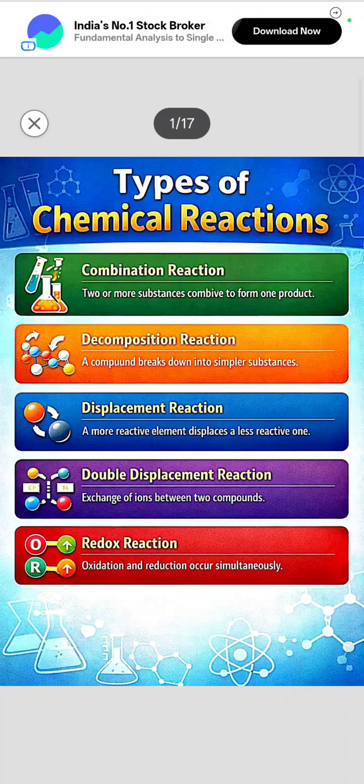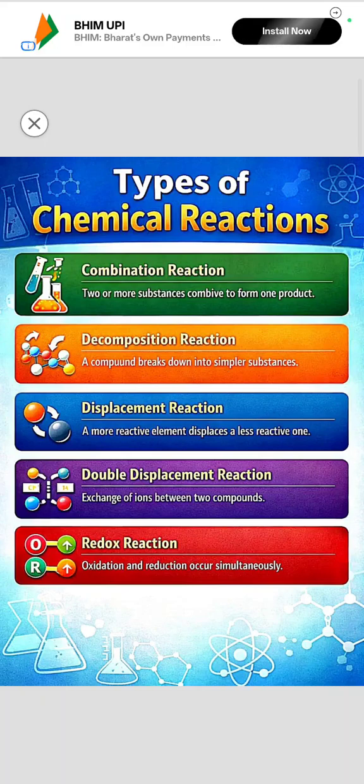The third type of reaction is displacement reaction. The word displacement means something will displace another thing. A more reactive element will displace a less reactive element from its salt solution. That is the displacement reaction.